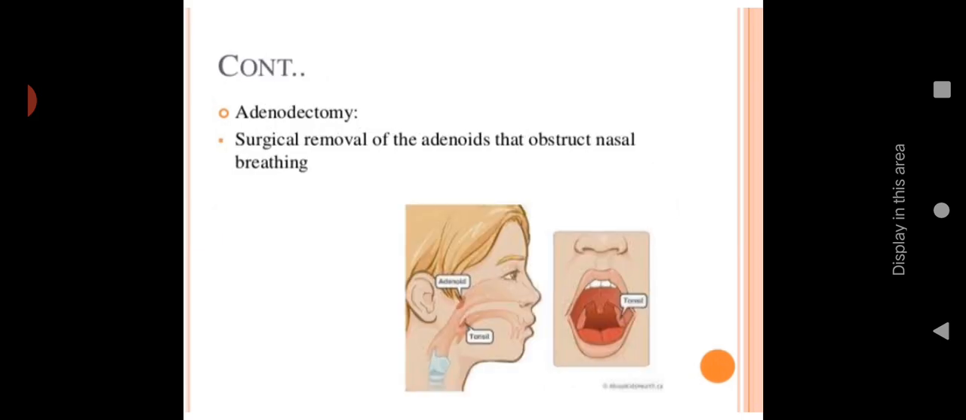Then the next procedure is adenoidectomy, the surgical removal of the adenoids that obstruct nasal breathing. Adenoids are also a gland, a lymphoid tissue, present just above the tonsil, and because of tonsillitis, the adenoid gland will also get inflamed. In that condition, we go for adenoidectomy, the surgical removal of the adenoids. It helps to prevent the obstruction of nasal breathing.